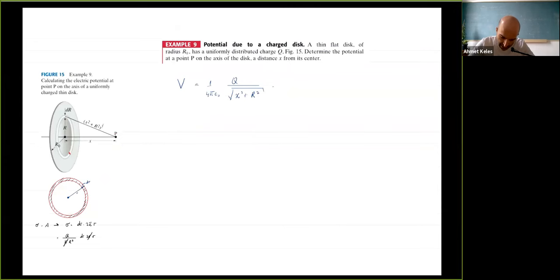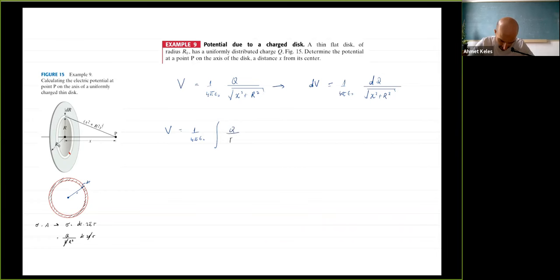This will go to dV, because this is a little contribution of the total potential, equal to 1 over 4 pi epsilon naught, dq divided by x squared plus r squared. I know dq, I just calculated it here. So let me put that in and integrate both sides. If I integrate this one, I will get potential. If I integrate this, I get the mathematical expression for this. So V is equal to 1 over 4 pi epsilon naught, and this is an integral. And dq, I just found what?